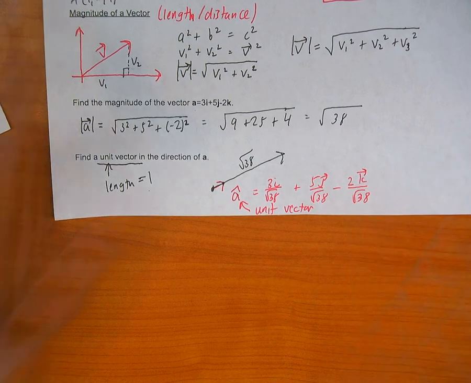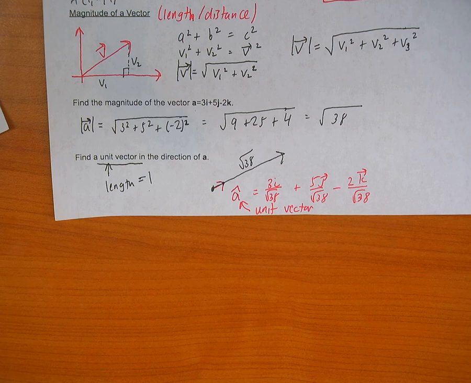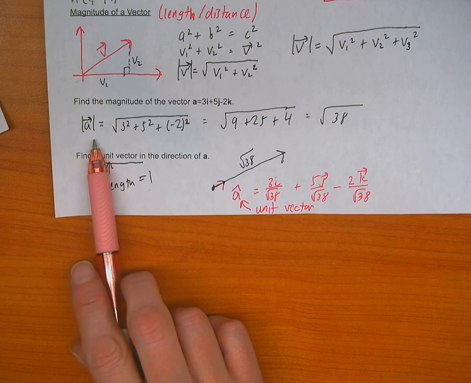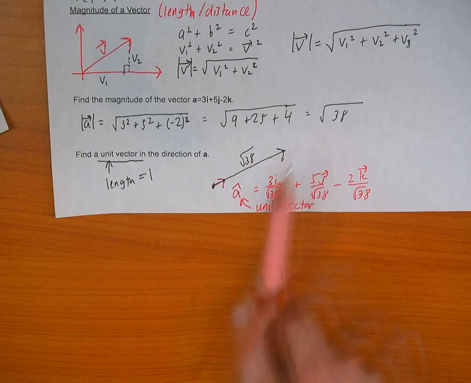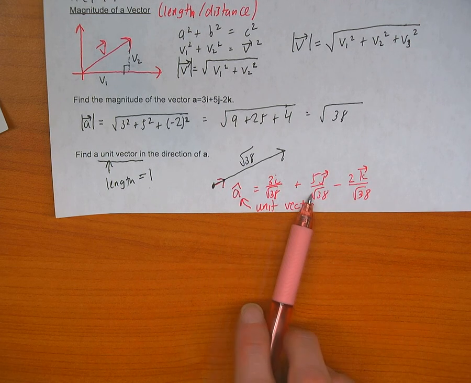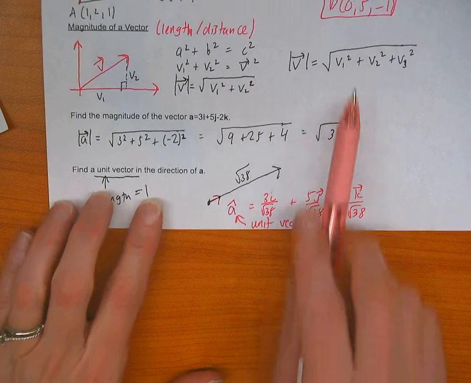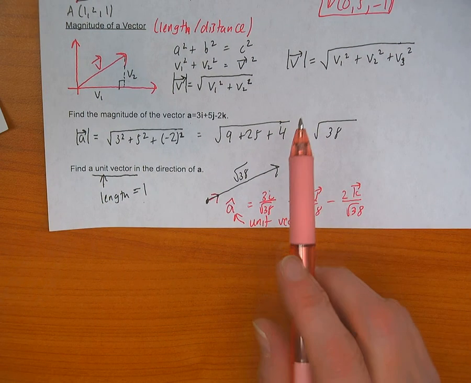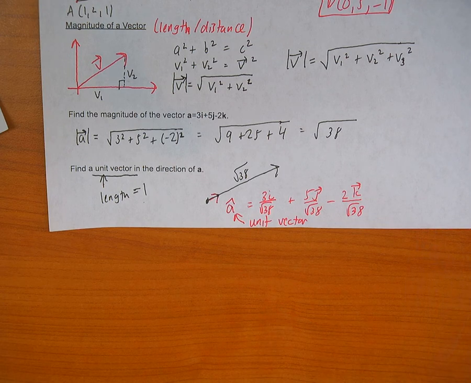And we do not typically rationalize these. You can leave it just like it is here. So vector A has a magnitude of rad 38. Unit vector A has a magnitude of 1. If we plugged these components into the magnitude formula, it would work out to be a 1. If you don't believe me, check it. Okay, we have 2 more problems to finish up with here.